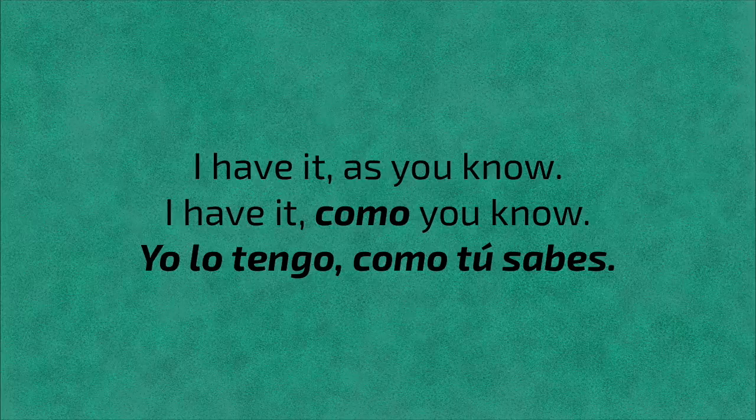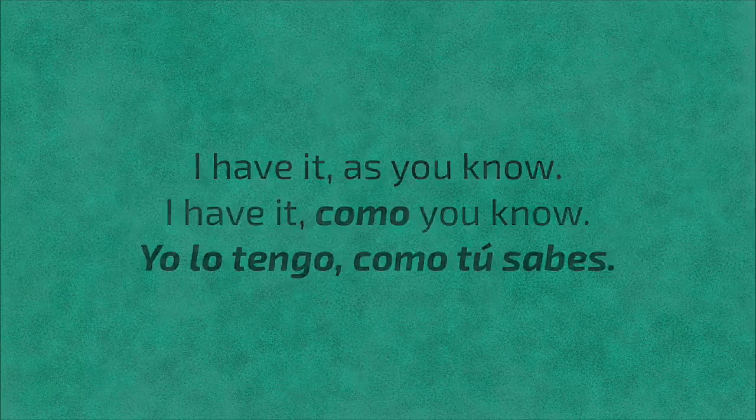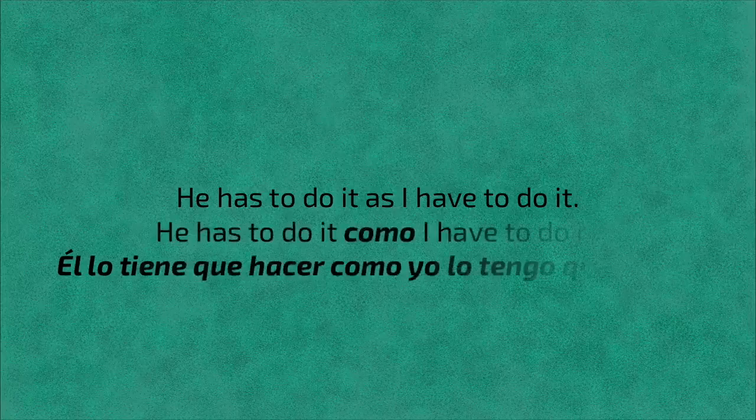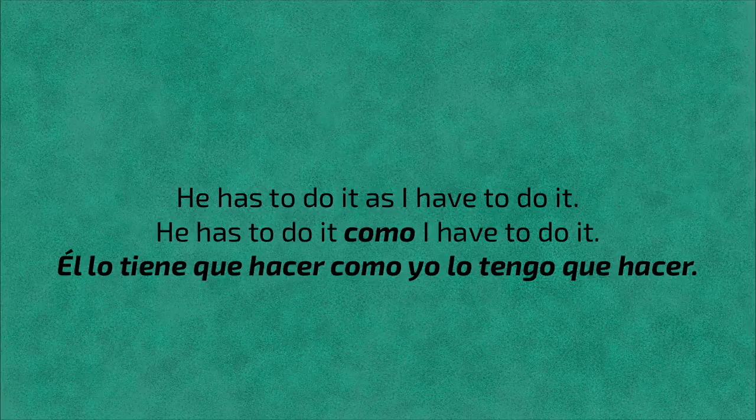Normally, this is the role of a conjunction. Watch my video on conjunctions to understand that. But como is not considered a conjunction. Another example is, he has to do it as I have to do it. Él lo tiene que hacer como yo lo tengo que hacer.